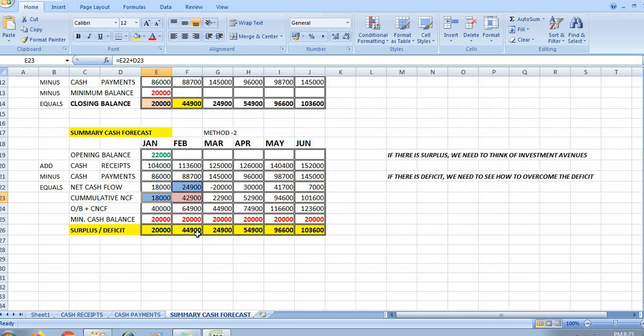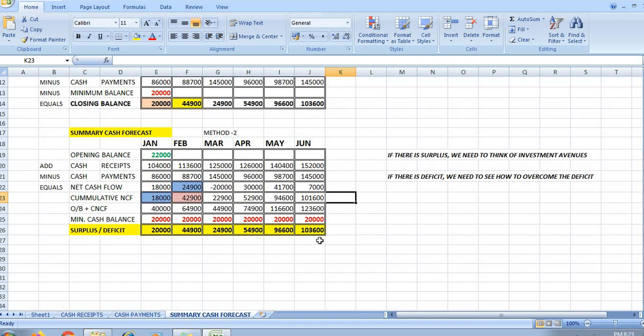Alright. What is the benefit of using this second method? The benefit is here. If you ask me at any point of time what is the net cash flow, I can straight away tell you per month the net cash flow. If you ask me what is the cumulative net cash flow up till a particular month, that also I can tell you. Alright. So therefore this has a little more detail. But in either case, whether you use the first method or the second method, you can see that the final answers are the same.